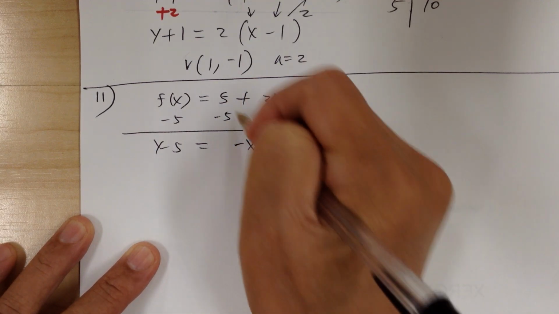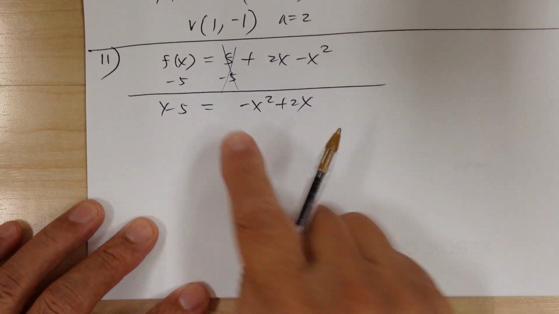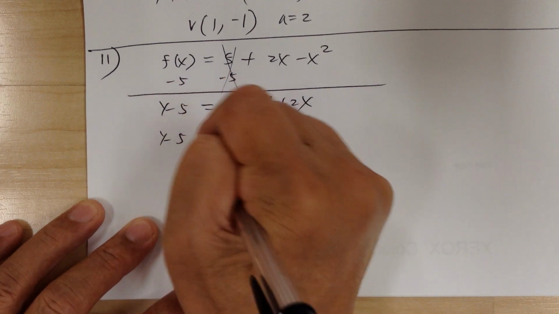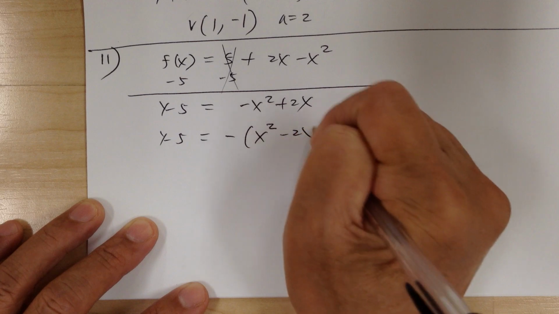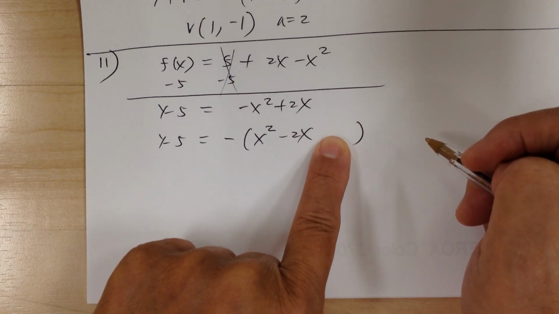so it will be negative x squared plus 2x. Because there's a negative in front, I need to factor out the negative 1. So you're going to have x squared minus 2x, and you can leave a blank space over here to get ready to figure out the missing number.